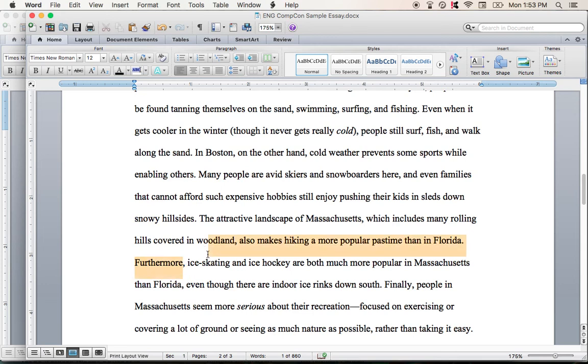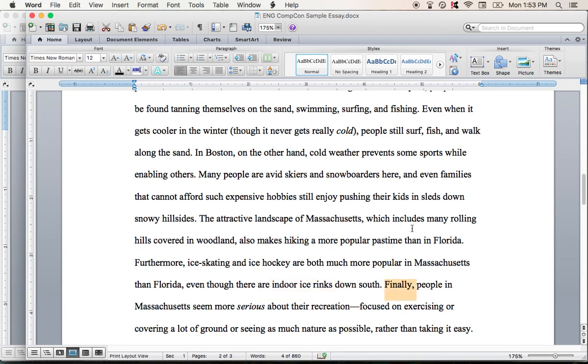Furthermore, ice skating and ice hockey are both much more popular in Massachusetts than Florida, even though there are indoor ice rinks down south. So it's probably not surprising that people like to do things on ice more in Massachusetts than in Florida, even though it is possible to play ice hockey or to go ice skating in some places in Florida because they have indoor ice rinks, right? They have buildings where they keep things cold so they can have ice.